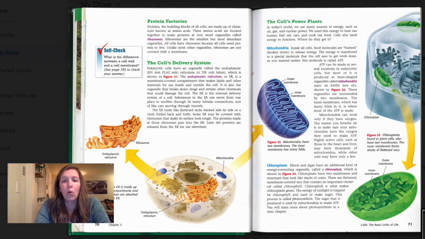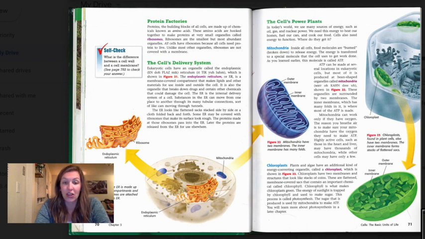Mitochondria can work only if they have oxygen. The reason you breathe air is to make sure your mitochondria have the oxygen they need to make ATP. Highly active cells, such as those in the heart and liver, may have thousands of mitochondria, while other cells may only have a few. Now down to chloroplasts.